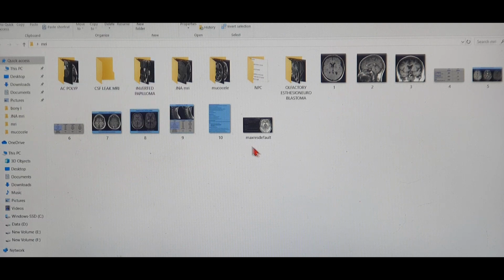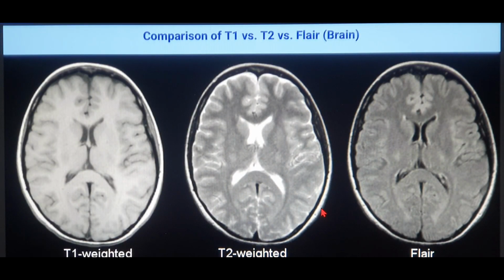So the very first thing about the basics in MRI is about this photograph, as you can see on the screen right here. To understand the basic concepts in MRI, the first thing is that when you hold an MRI scan, you should know for sure that this scan is definitely an MRI scan and not a CT scan.